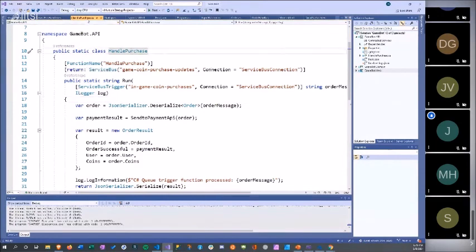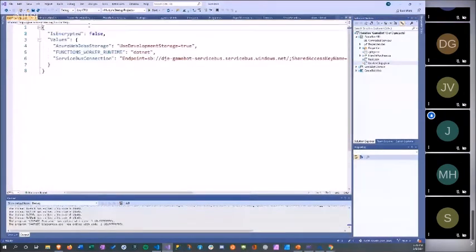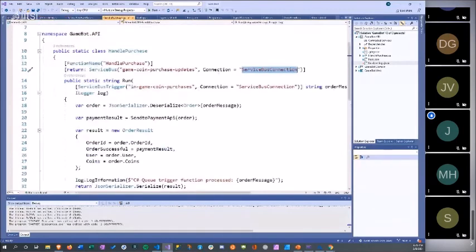So here's our function. It's the handle purchase function. We've got a name. We come in here, and then we add this return variable. What this does is it allows us to take the output of this function and drop it into a service bus topic. So we're actually going to send this to the purchase updates topic when we are done. And the connection is the service bus connection, which is defined in the app settings of the function right here. So we have our service bus connection string, and that's how we link all that stuff up in this area right here.